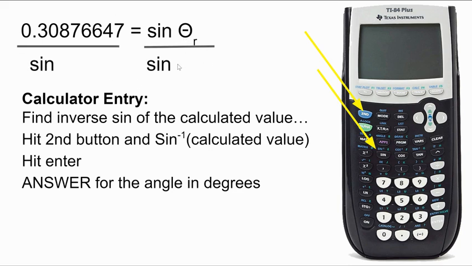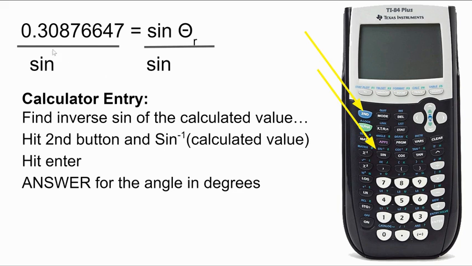But to do this on our calculator, we can't divide by sine. We're going to use the second function and the sine to the -1. Sine to the -1 means 1 over sine, and 1 over sine is dividing by sine. So this is our way, when we enter things on our calculator, to divide by sine.